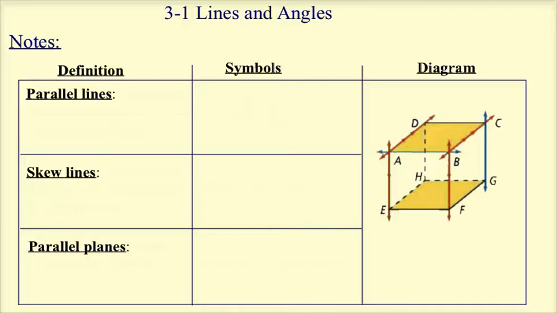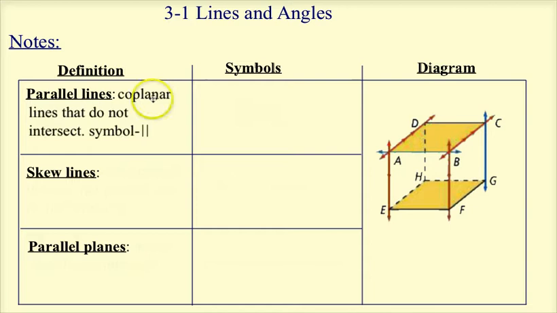This is lesson 3-1, lines and angles, and we're going to go over some new definitions and symbols today. The first one that we have is parallel lines. Parallel lines are coplanar lines that do not intersect.